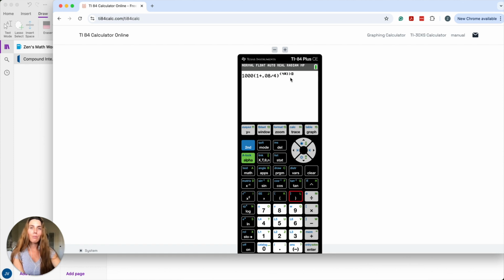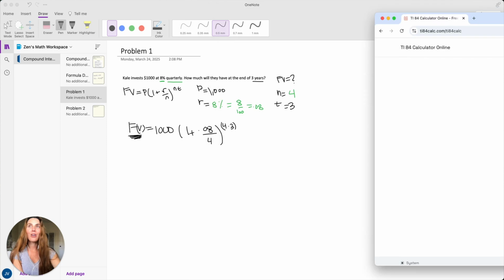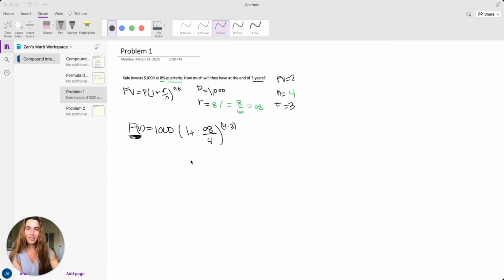Some of the hardest part about doing the compound formula was figuring out how to put it into a calculator. Luckily for compound formula, you're going to plug it into your calculator just as you see it. So make sure you are using your parentheses properly and you're just using all the components that you see. I'm going to click enter, and here is my number, $1,268.24.